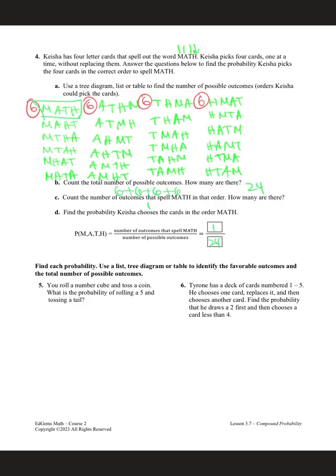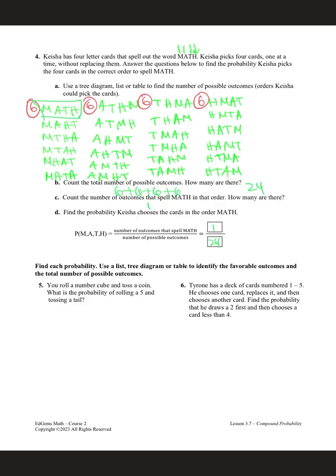On to number 5. And 6, it says find each probability. Use a list, tree diagram, or table to identify the favorable outcomes and the total number of possible outcomes. So here we go. Number 5 says you roll a number cube, 1 through 6, and toss a coin, heads and tails. What is the probability of rolling a 5 and tossing a tail?